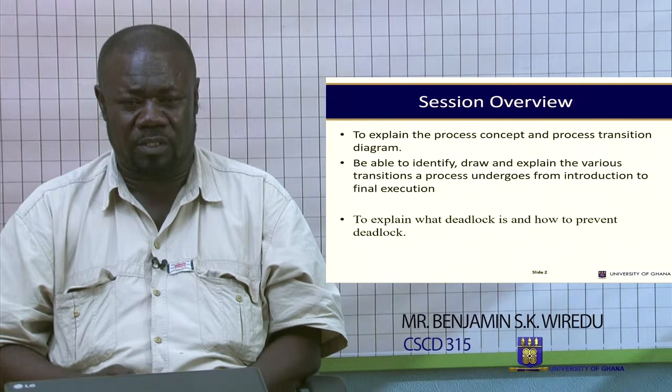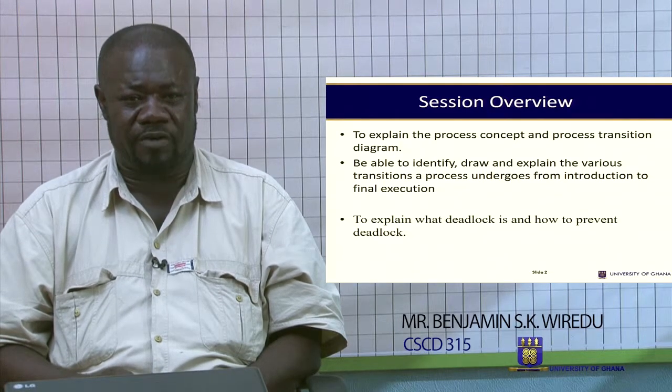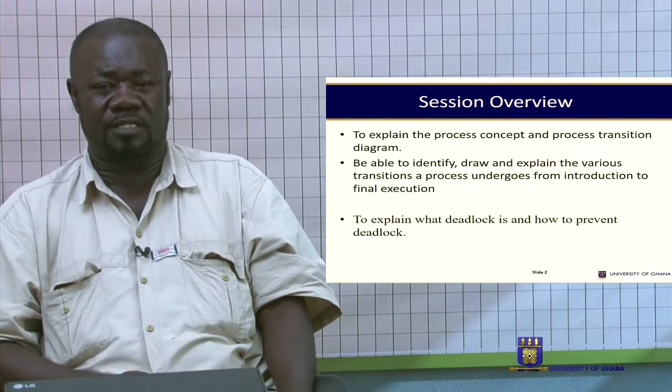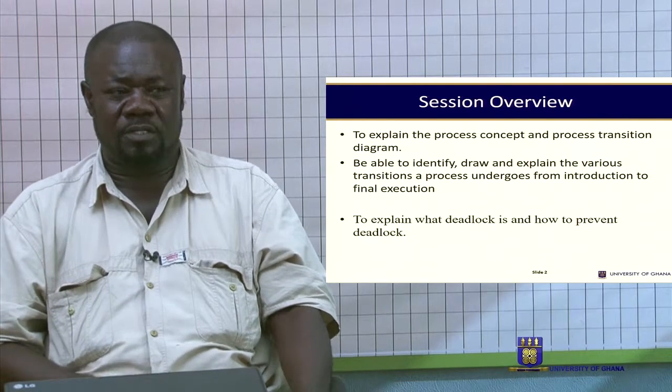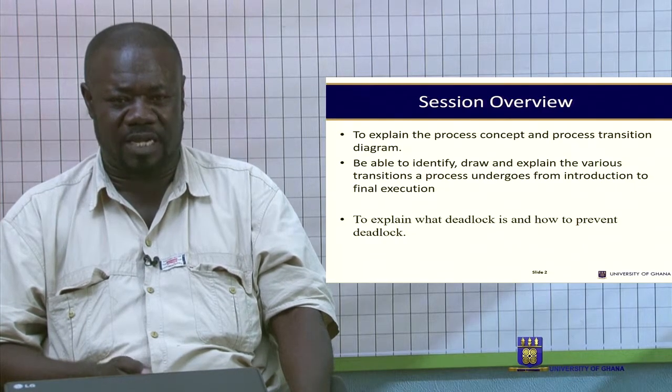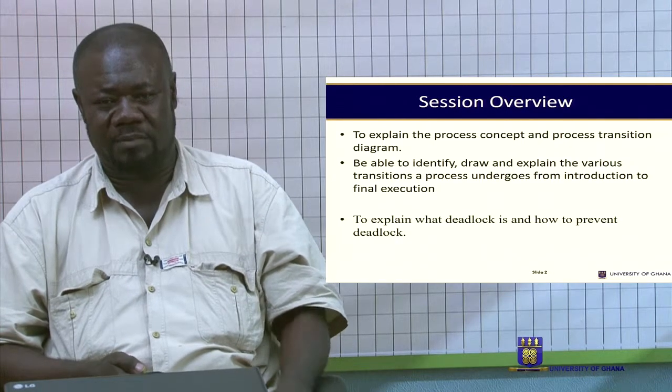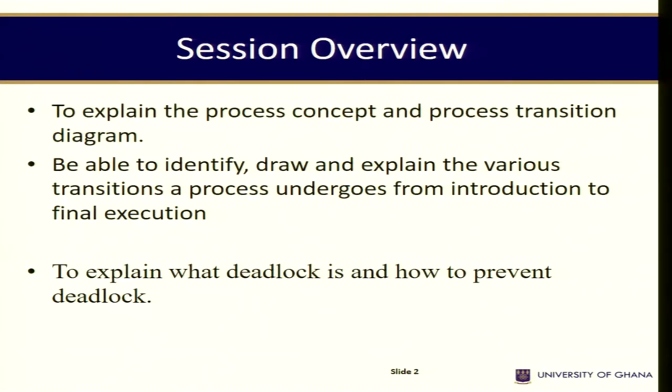We'll need to identify, draw and explain the various transitions a process goes through, from inception when it's introduced to the system to the completion of execution and exit. We also explain what is meant by the term deadlock in relation to the function of operating systems, and we'll look at techniques that have been developed to prevent deadlock situations occurring in operating systems.